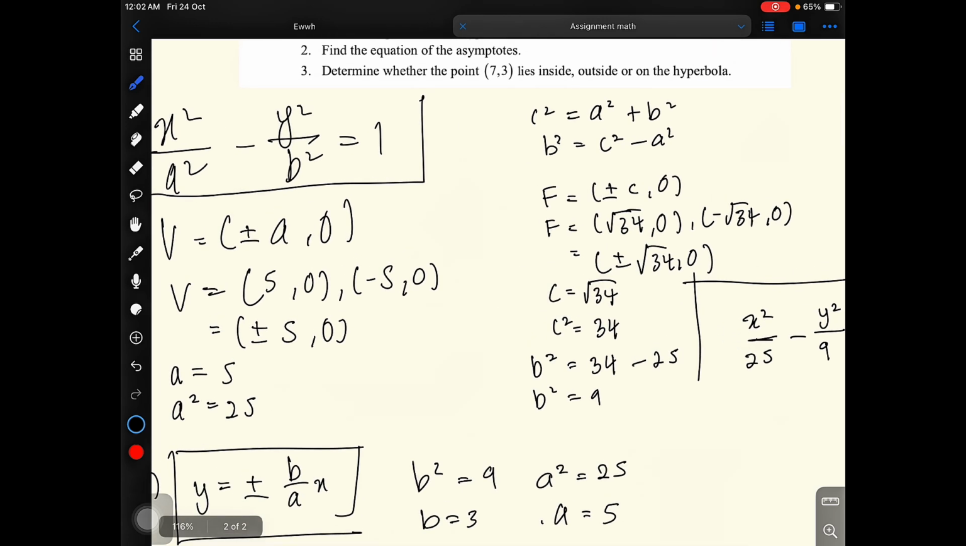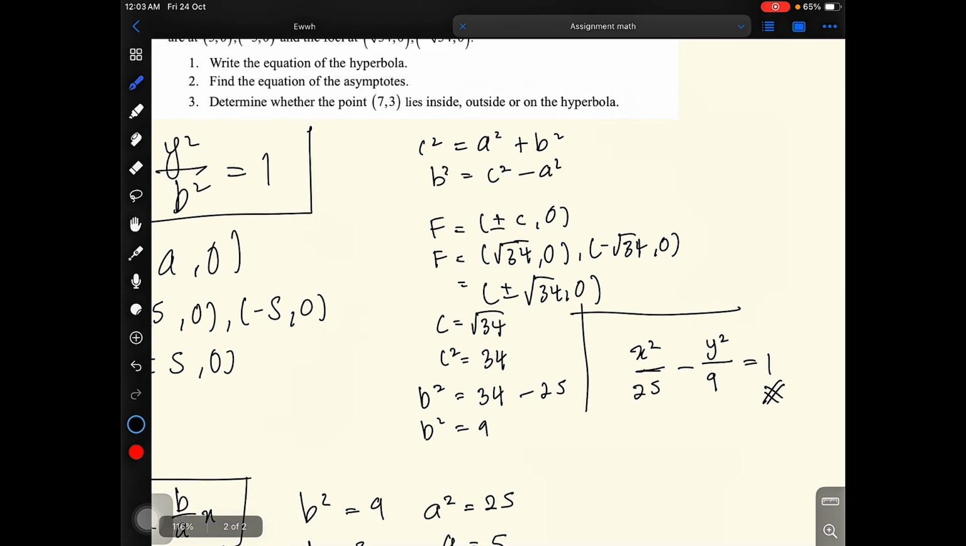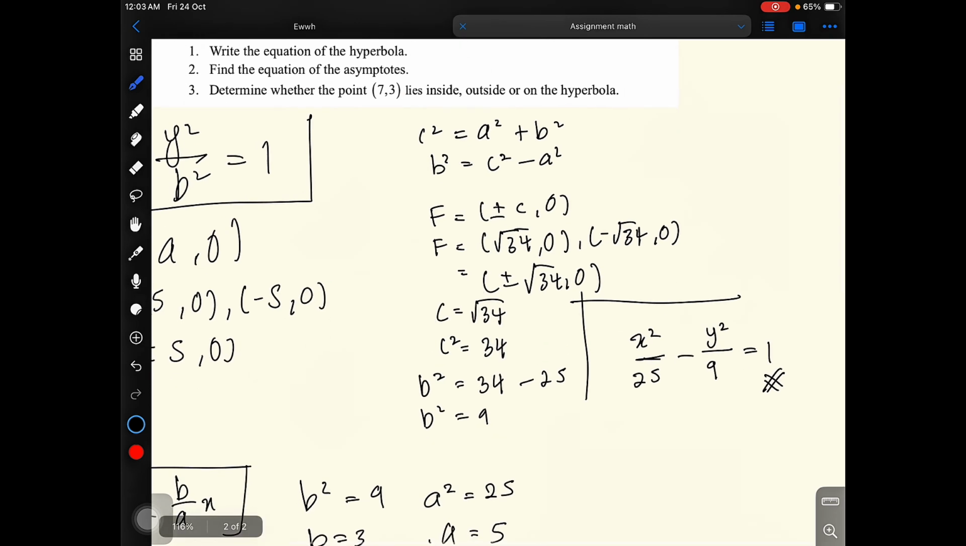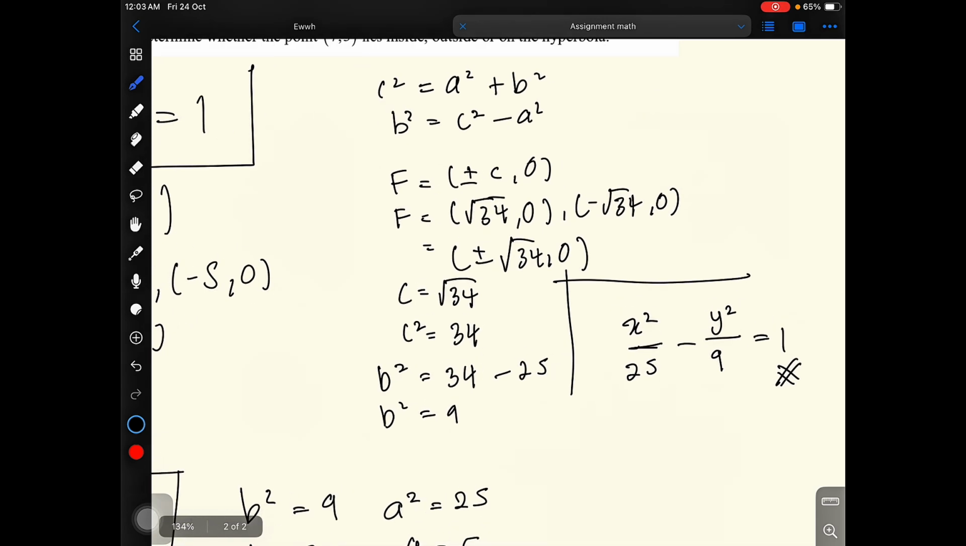Next, we will need to find b squared. We all know that c squared is equal to a squared plus b squared, and we derive the equation to get b squared, which is b squared equals c squared minus a squared. First of all, we know that the foci are (±c, 0). With the given information, F is equal to (√34, 0) and (-√34, 0), so we can say that F is equal to (±√34, 0). Then c is equal to √34, which means that c squared is equal to 34.